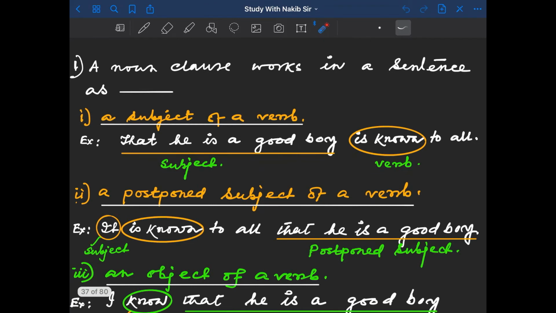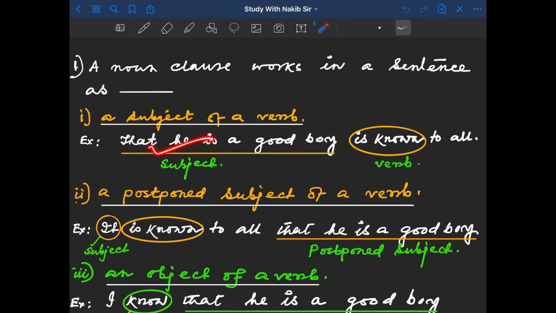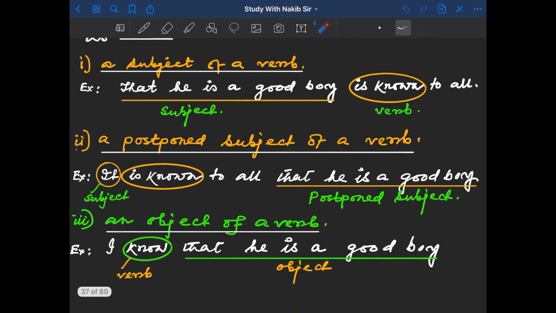A noun clause works in a sentence as a subject of a verb. See the example. That he is a good boy is known to all. Is known to all is a verb, and that he is a good boy is the subject to this verb. For this, it is a subordinate clause, a subordinate noun clause working here as a subject to the verb is known.